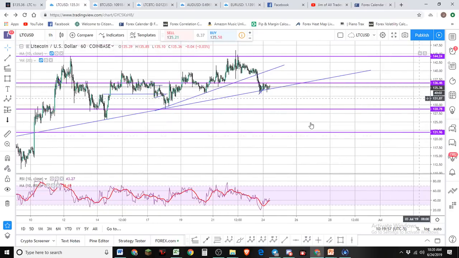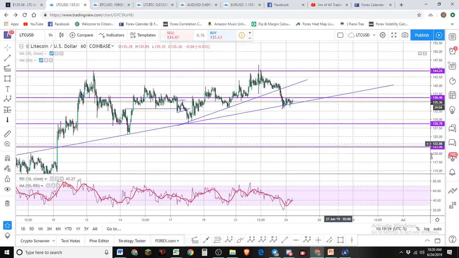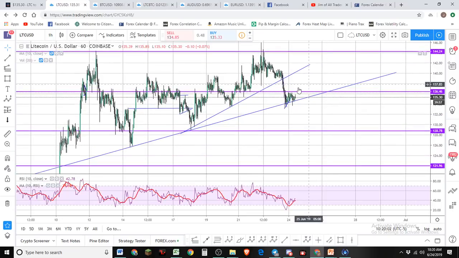So my bias right now is there's going to be a little bit more downside before we head up. That doesn't mean we might not head up for a little bit higher price target, a little bit higher retracement in here before we head down. But I'm looking for some downside motion at some point today or tomorrow.